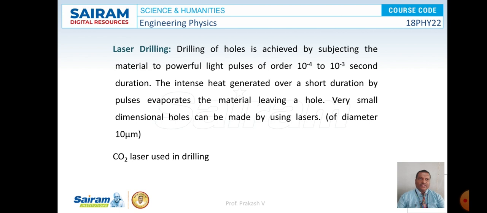The intense heat generated over a short duration by the pulse evaporates the material, and hence a small hole will be formed, whose diameter may be around 10 micrometer. Here we make use of a carbon dioxide laser for drilling purposes. So this is another application that we find in industry.